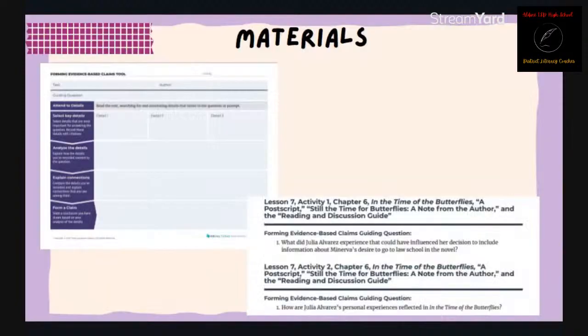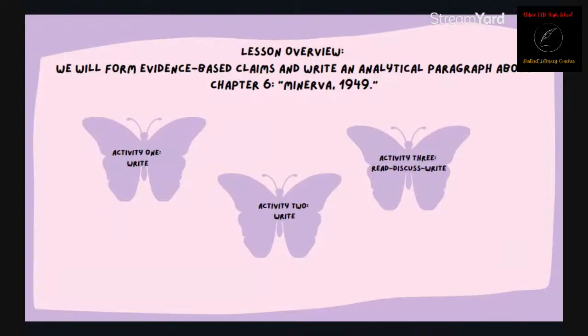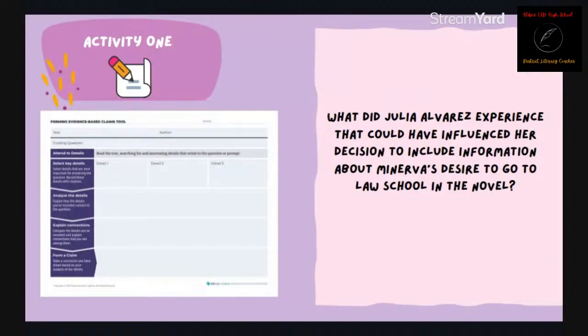Same text, a couple of materials: the forming evidence-based claims tool and the section 2 question set. For the lesson overview, we will form evidence-based claims and write an analytical paragraph about Chapter 6, Minerva, 1949, and there are 3 core activities in this lesson. Lesson 7 begins with students working either individually or with a partner to complete the forming evidence-based claims tool and answer the question on the screen.